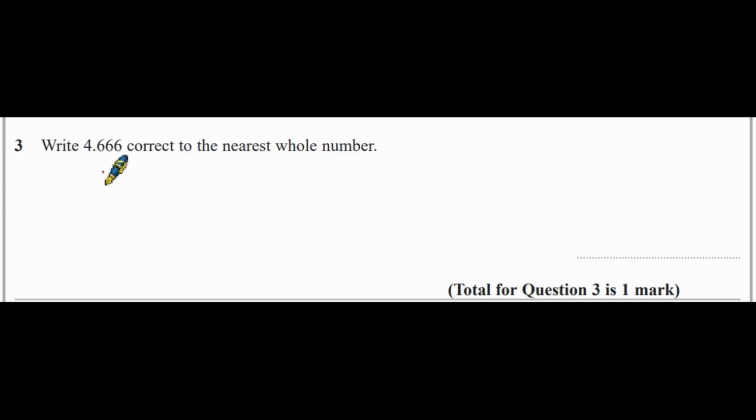Question 3. Write 4.666 correct to the nearest whole number. So if we're looking for the nearest whole number, well, 4.666 is in between 5 and 4. We need to decide, are we going to round up to 5 or round down to 4? And the clue is in the next digit. The next digit is 6. That means the next digit is a 5 or above. If we use that rule, it means this is closer to the number 5.